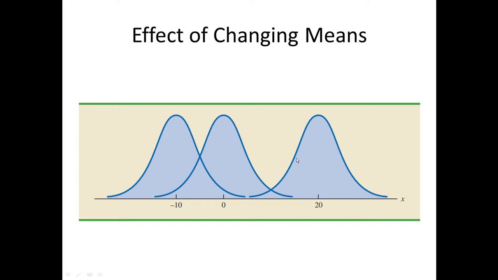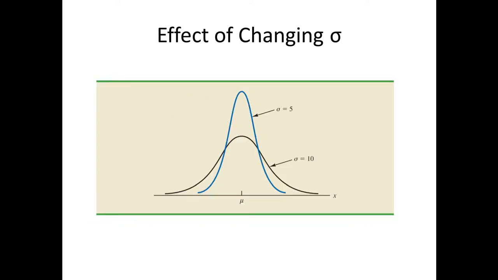So the width of the graph and the height are really the same. If you change sigma, the lower your sigma, the higher the height, and the smaller the deviation from the mean, so the smaller the width. If you increase sigma, then you're going to have a bigger width but a lower height. So this is how sigma and mu affect the shape of the graph.